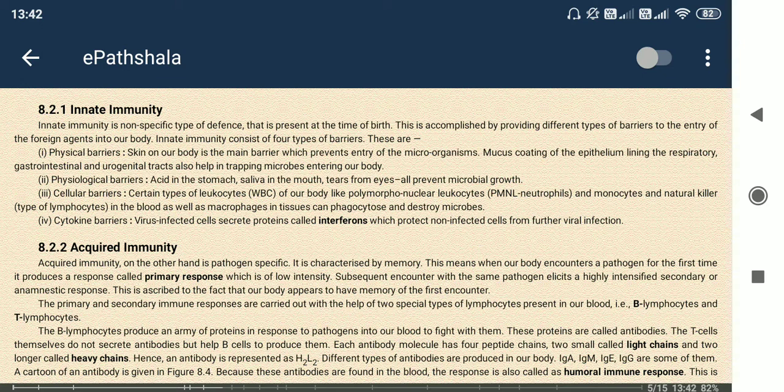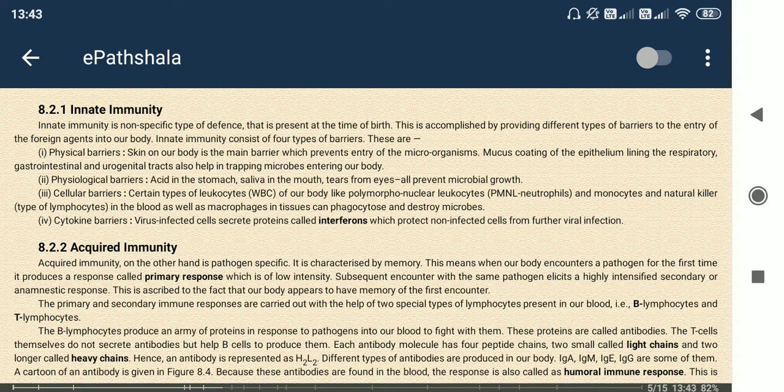The next one is the cytokine barriers. In general, interferon is also there. Interferon is a type of protein that is released by the infected cell. A virus-infected cell releases interferon protein, and that also helps in innate immunity. That is done. The next one is acquired immunity.